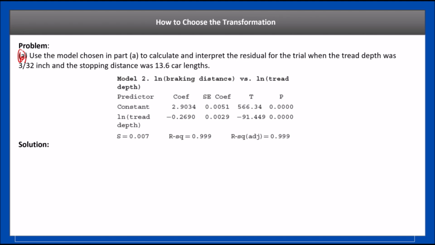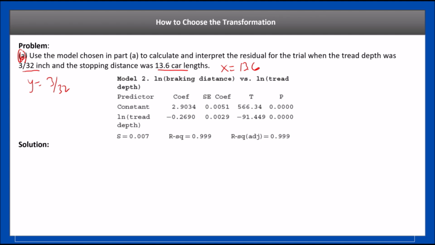For part B, use the model in part A to calculate and interpret the residual for the trial when the tread depth was 3/32 of an inch and the stopping distance was 13.6 car lengths. Okay, so this is the stopping distance, the braking distance, that was x equals 13.6. And we got the tread depth, y is 3/32.